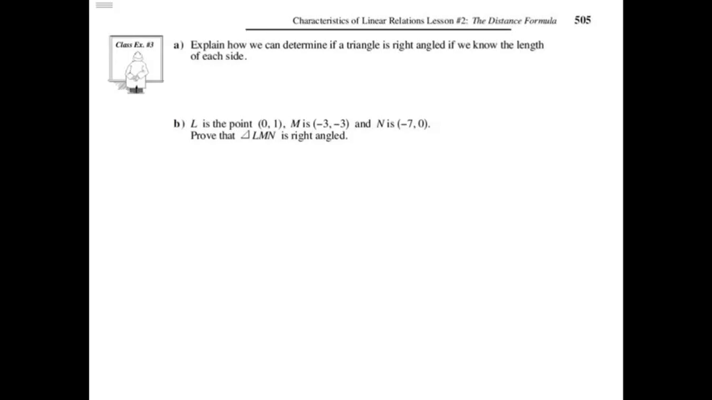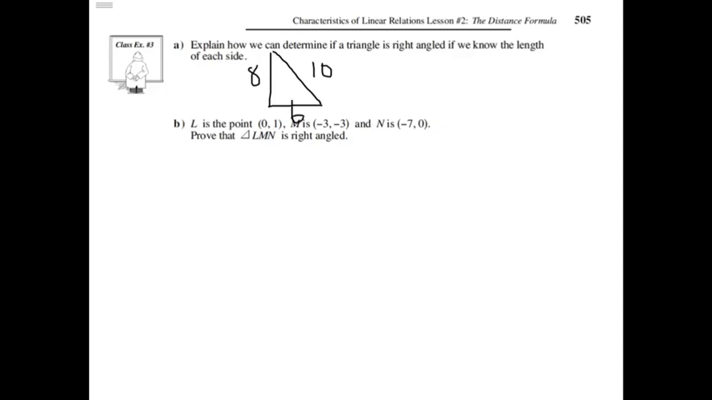Explain how we can determine if a triangle is right-angled if we know the length of each side. Basically, if the square of the hypotenuse is the same as the sum of the squares of the other two sides, this will be a right triangle. So let's just say we've been given a triangle right here. For example, 8, 6, and 10.